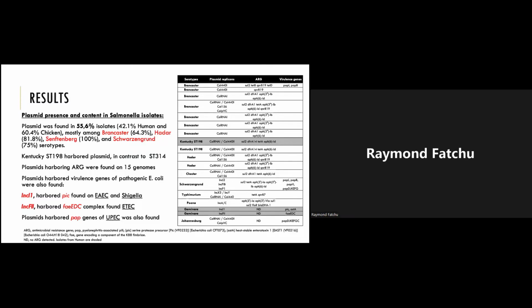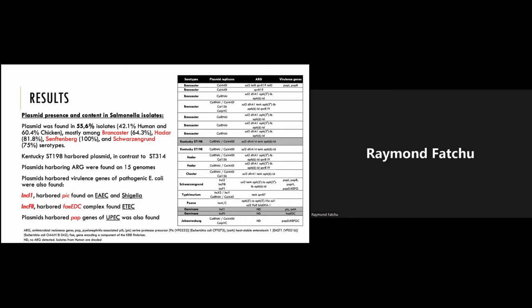So on isolates, we saw that 55.6% of isolates were carrying plasmids. Most plasmids show a repartition as such: 42.1% in humans and 60.4% in chicken, emanating from chicken. Most of these plasmids were also carried by Brancaster, 64.3%, Hadar, 81.8%, and Seftenberg, 100%, and Schwarzengrund, 75% serotypes.